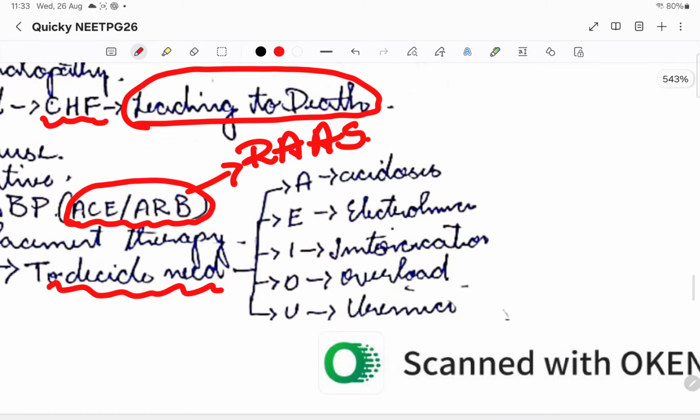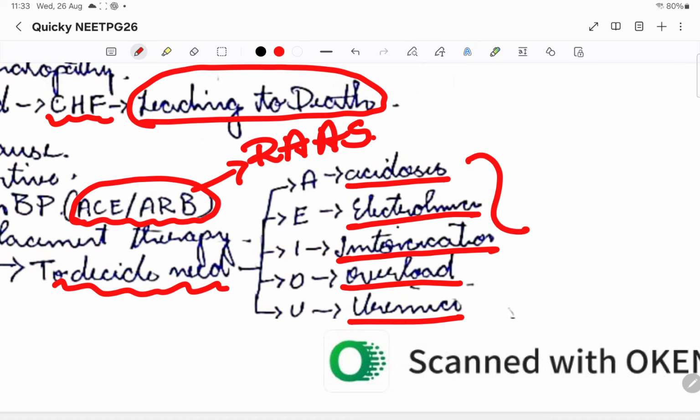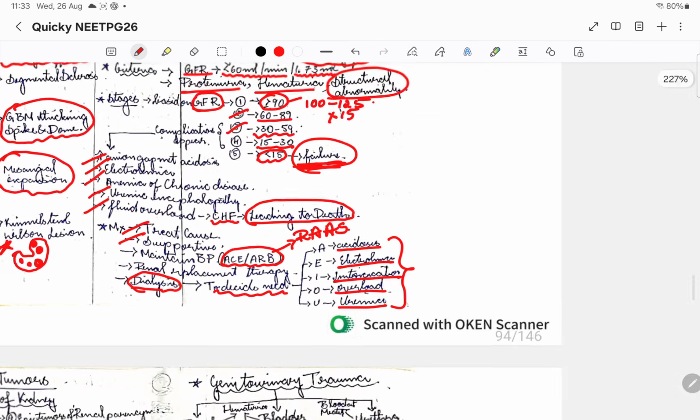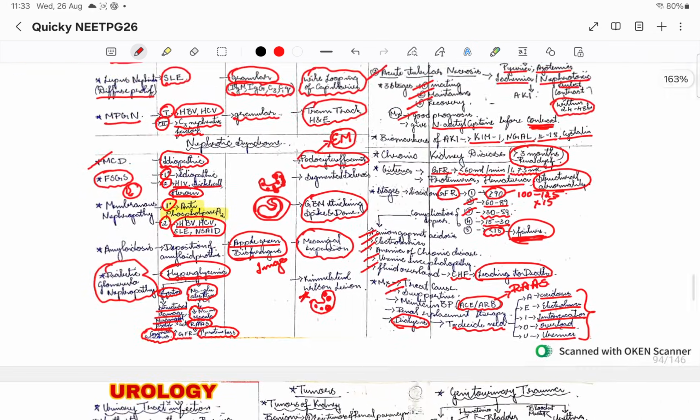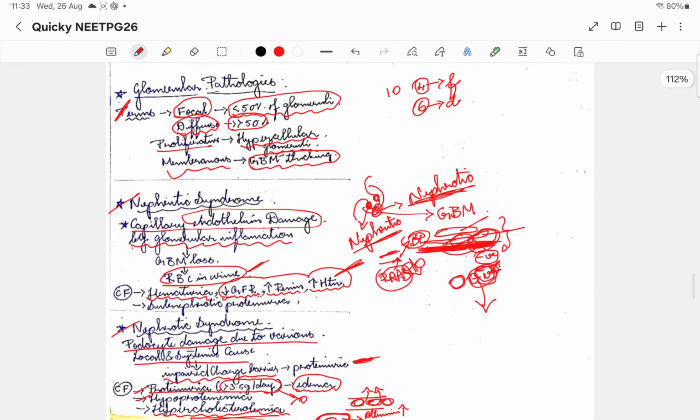Okay, so based on the acidosis status, AEIOU, the vowels. Okay, remember, right? AEIOU: A for acidosis, E for electrolytemia, I for intoxication, O for overload and U for uremia. So if any of these symptoms or any of these features is there, we'll go for dialysis. Okay, so this is how we do the management of CKD patients. This is all and everything you need to know with respect to nephrology.